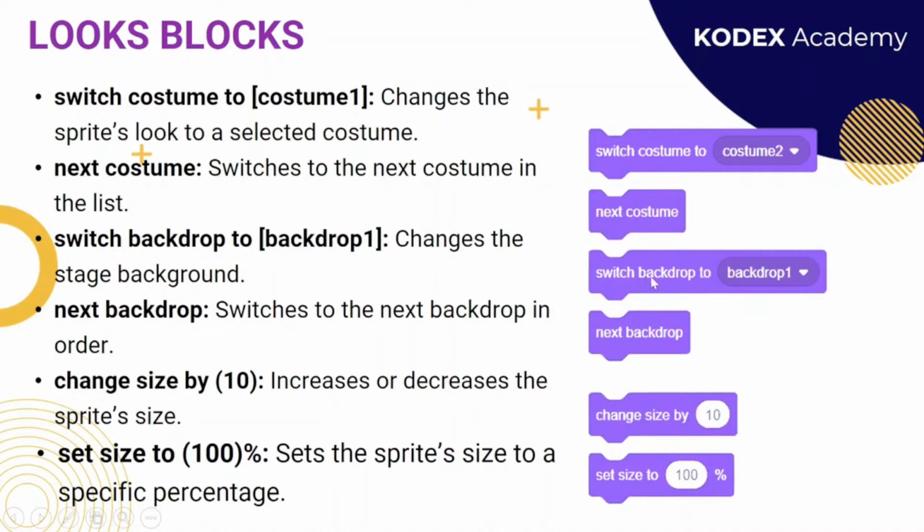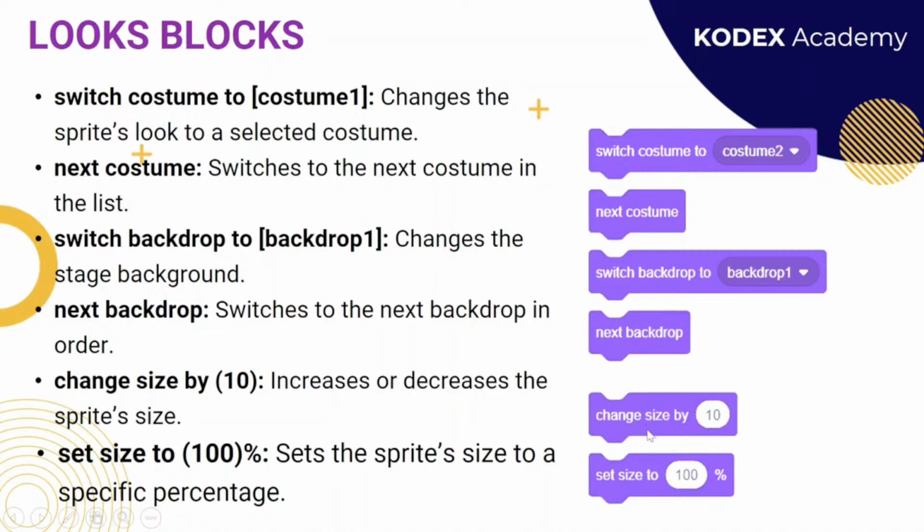Now the next one is switch backdrop. Same as you change the costume of your sprite, you can also change the backdrop, meaning background. You can select multiple backgrounds for your animation and switch them according to your demand. And the same as next costume, there is one more block called next backdrop. Here you can arrange your backdrops in sequence as per your animation's demands, and you can click on next. Accordingly it will change your backdrop to the next one.